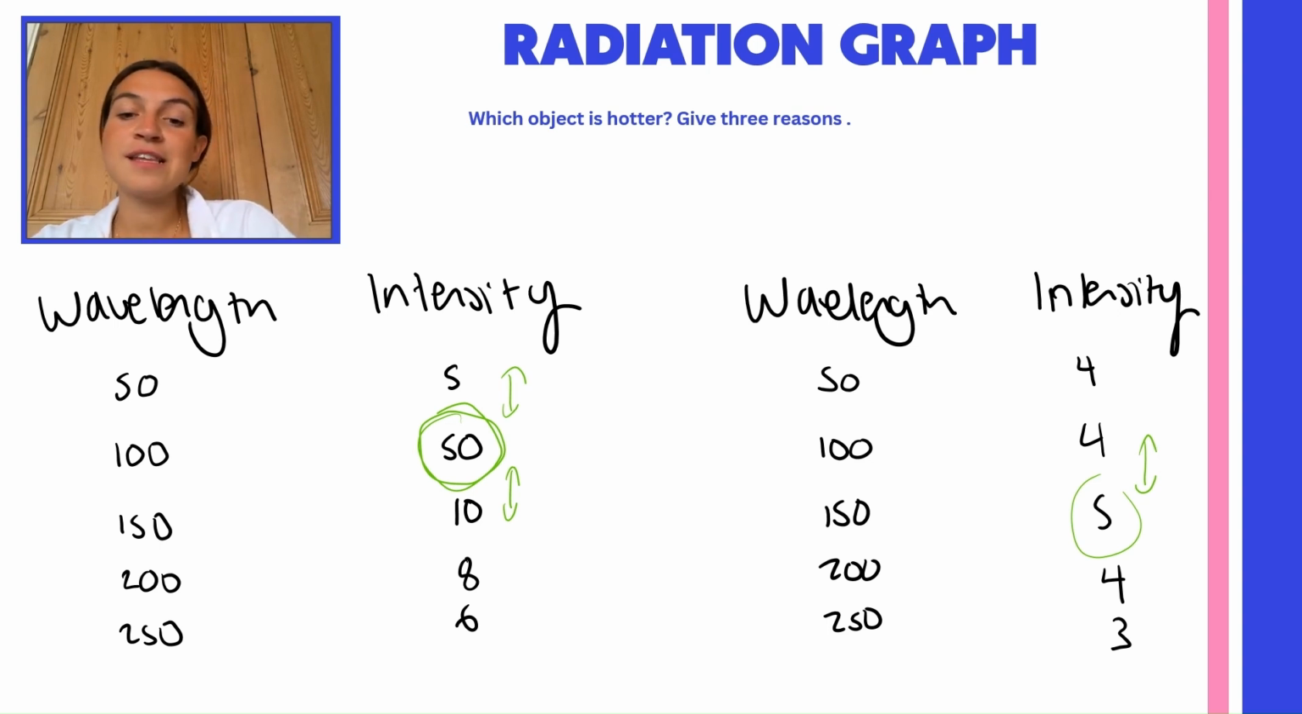Okay, and the third thing that I'm looking for is to look at all the intensities and see that for a hotter object, the wavelength should have a higher intensity at all wavelengths. So if I look at the first one, wavelength of 50, the one on the left is 5, the one on the right is 4. Then at 100, I've got 50 versus 4, at 150, 10 versus 5, 8 versus 4, and 6 versus 3. So all of my intensities on the left-hand side are higher than my intensities on the right-hand side.